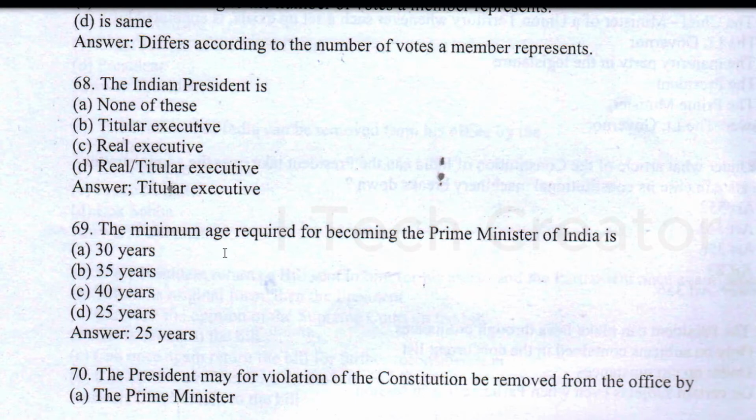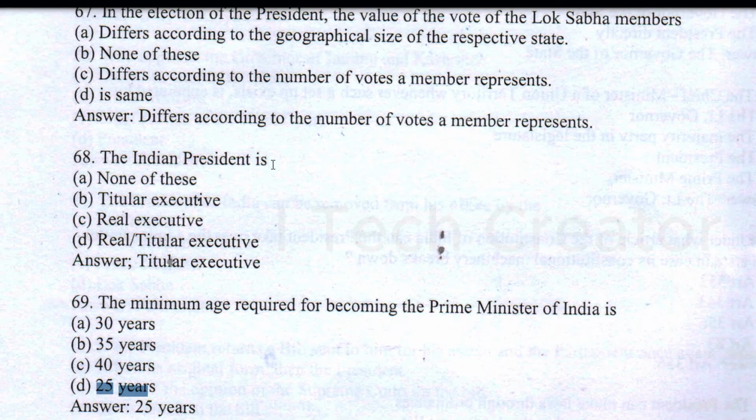The minimum age required for becoming the Prime Minister of India is 25. Yes, 25. The Indian President is a titular executive. Yes, the Indian President is a titular executive.